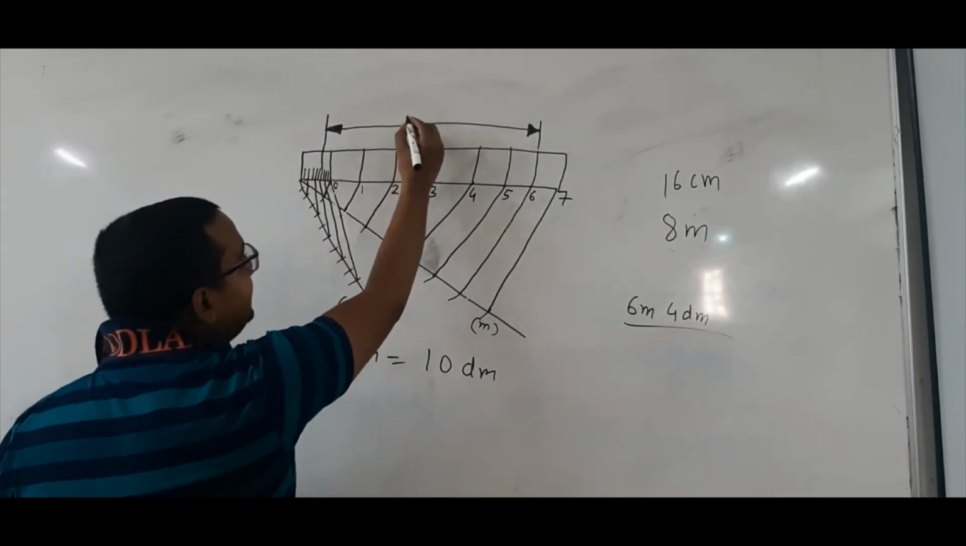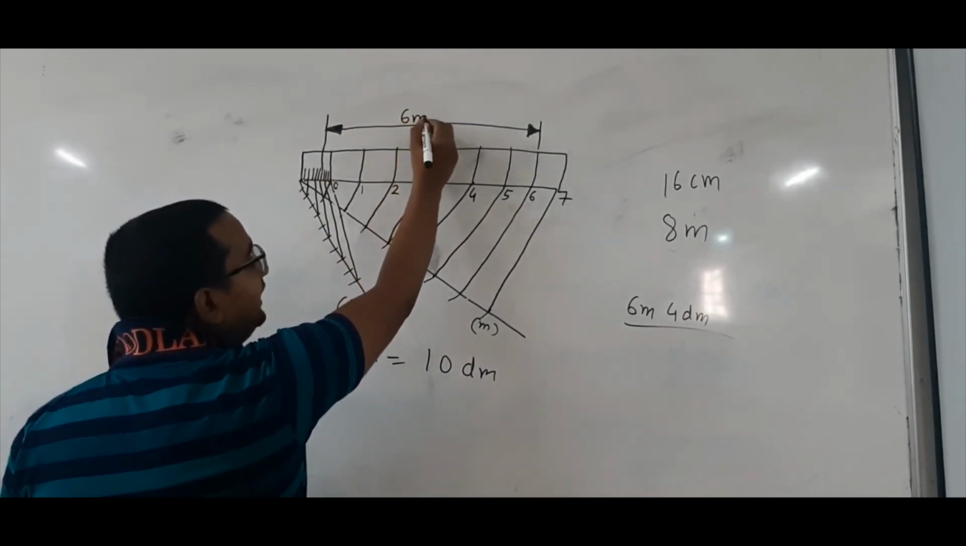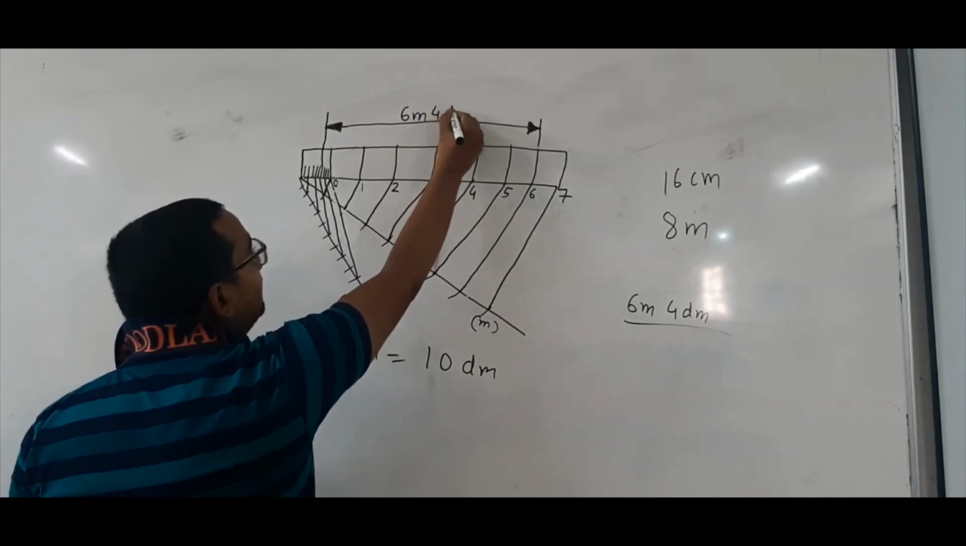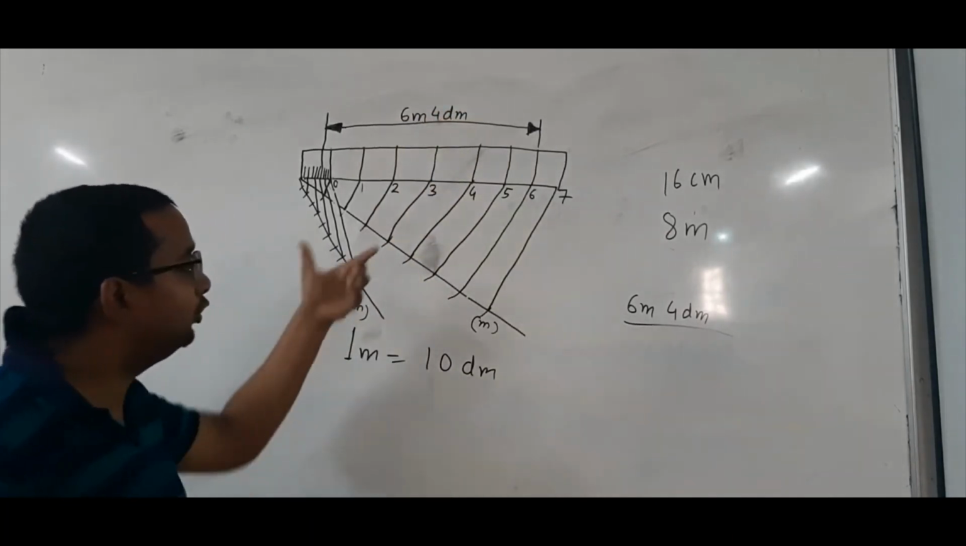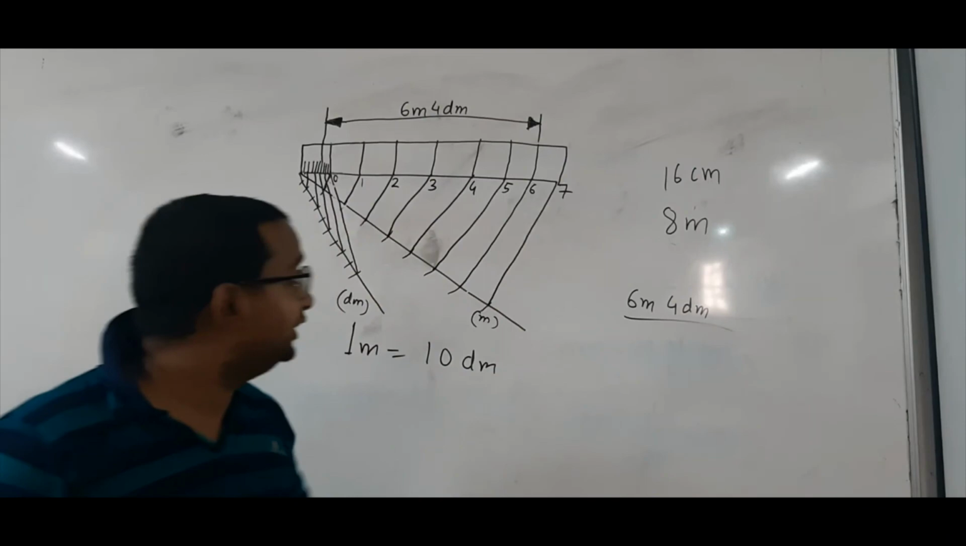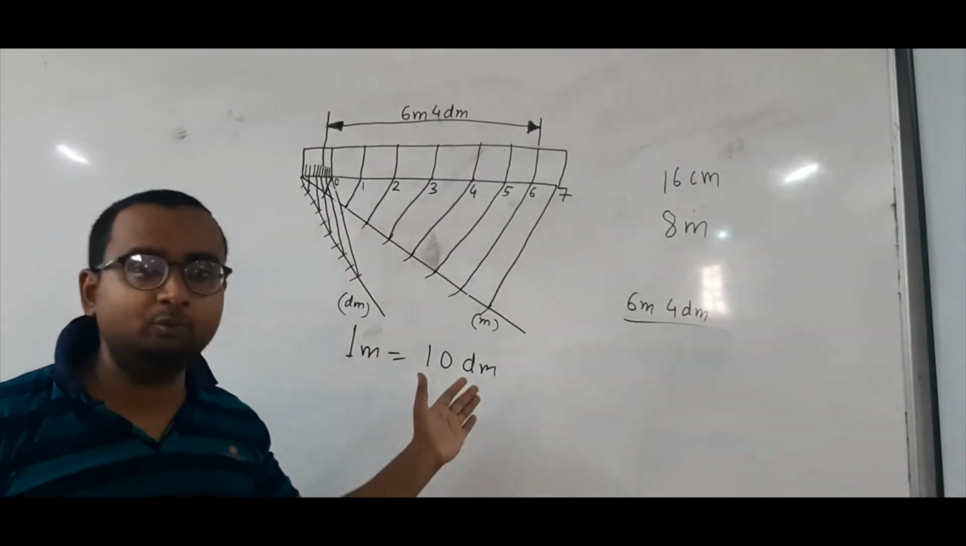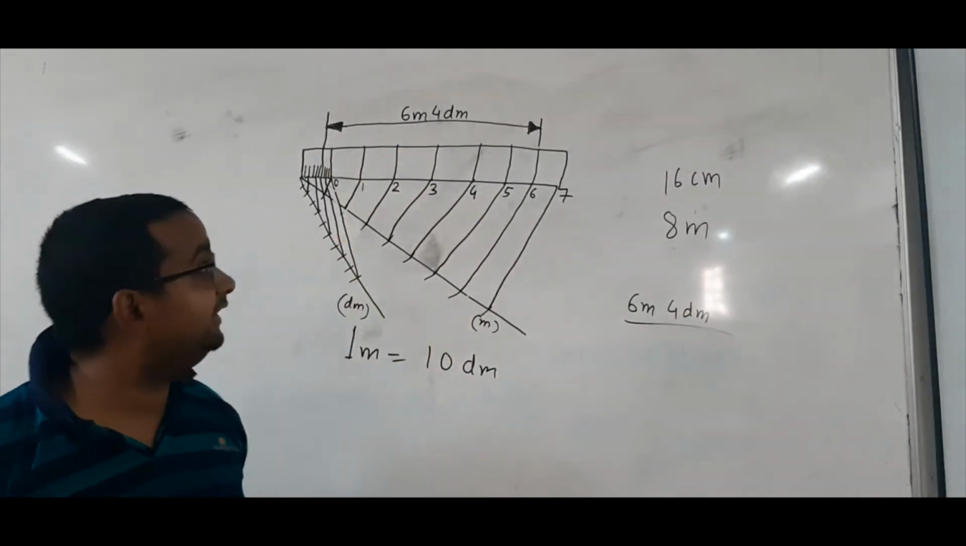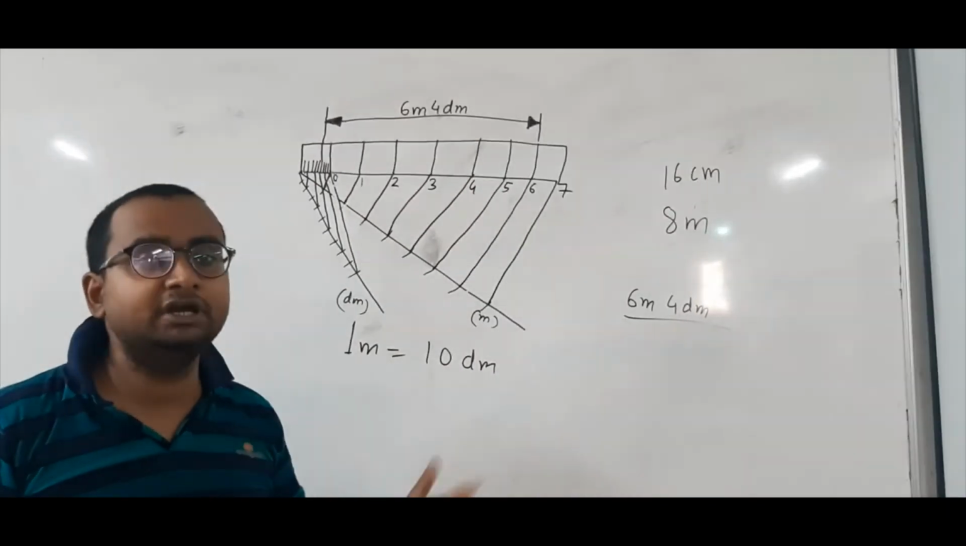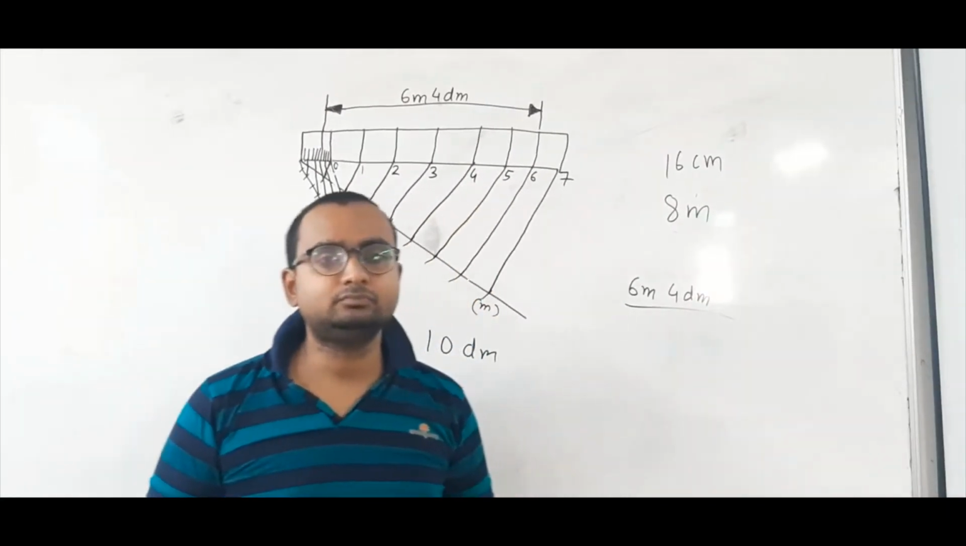And I will write the dimension value above the dimension line. In this manner we will draw the scale of a given problem, and in this way we can indicate a particular distance on a given scale.